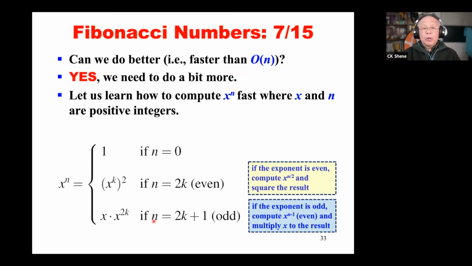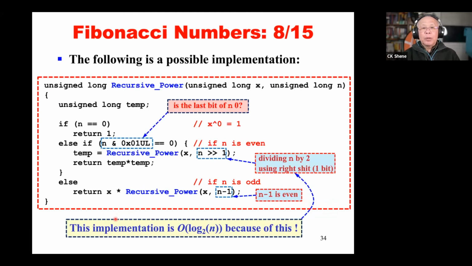we figure out the value of k by dividing n by 2. Then compute this part. Once we get the result, we multiply x to it. Again, we also cut the number of multiplications by half. So this is the way we can do that. So let's take a look at this possible implementation.